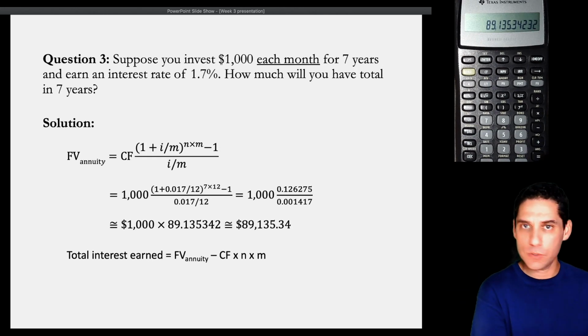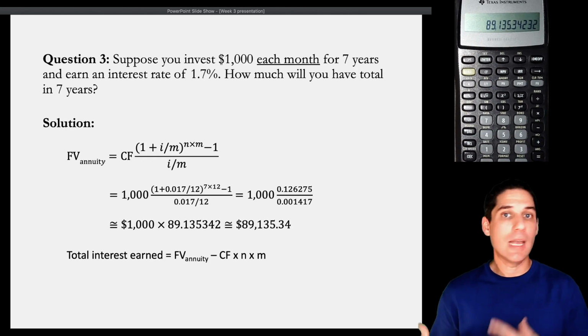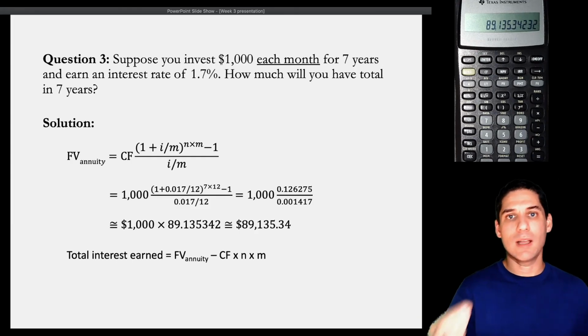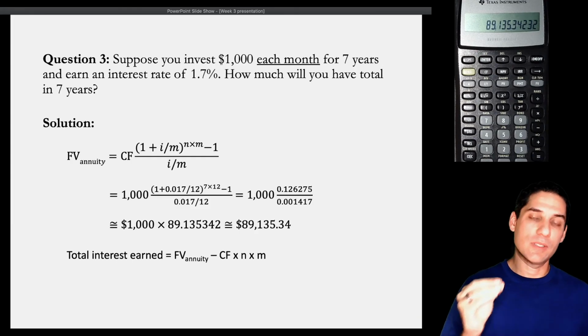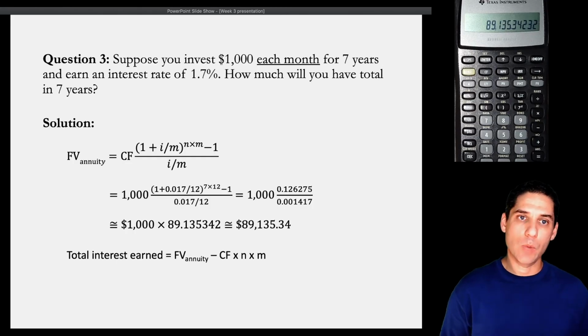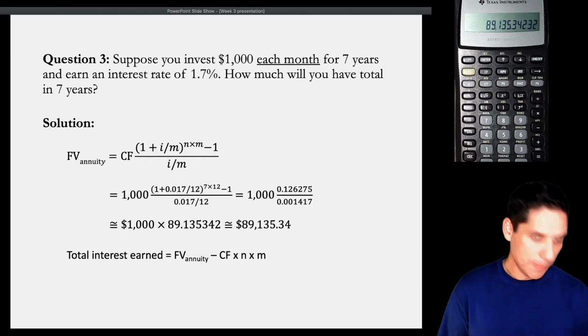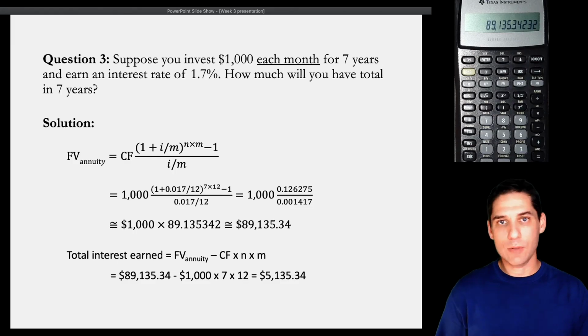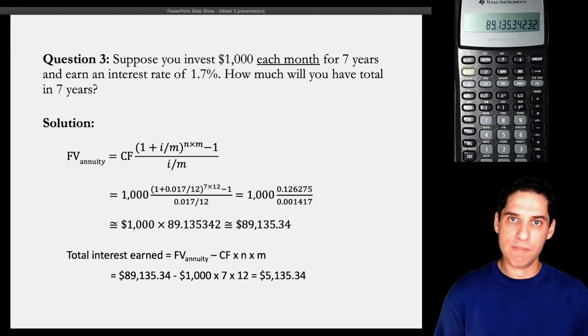We know the balance, this is FV annuity, minus how much are we putting in? We are putting in $1,000 for 7 years, 12 times a year. So what we need to subtract is 1,000 times 7 times 12. So we are putting in 84,000, right? So 89,135 minus 84,000, we will have earned an interest of $5,135.34 in dollar terms.